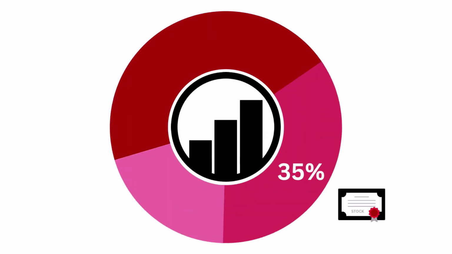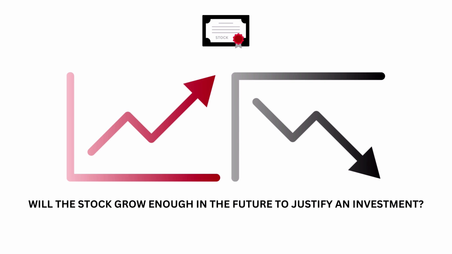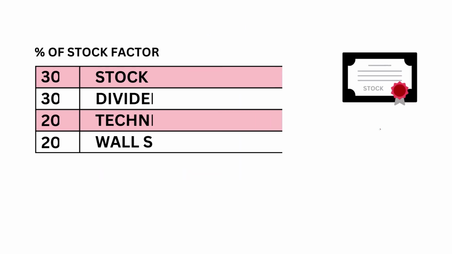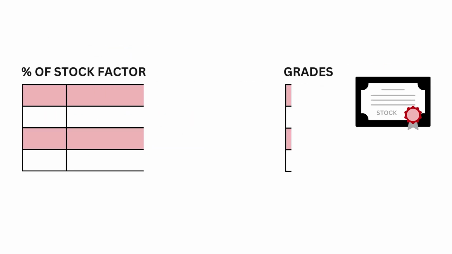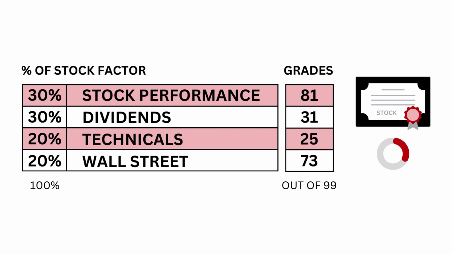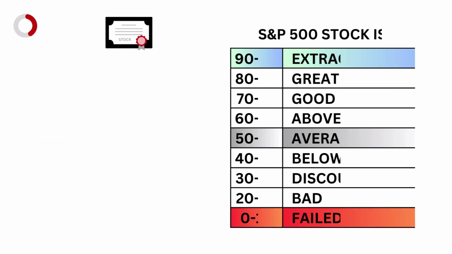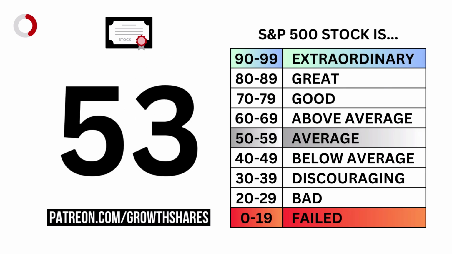Let's next look at the stock. The stock factor accounts for 35% of the analysis. What we ask is, will the stock grow enough in the future to justify an investment? The stock factor is made up of these 4 metrics, each weighted based on importance. Here are the 4 metric grades. And when put together, we get the stock grade for the S&P 500.